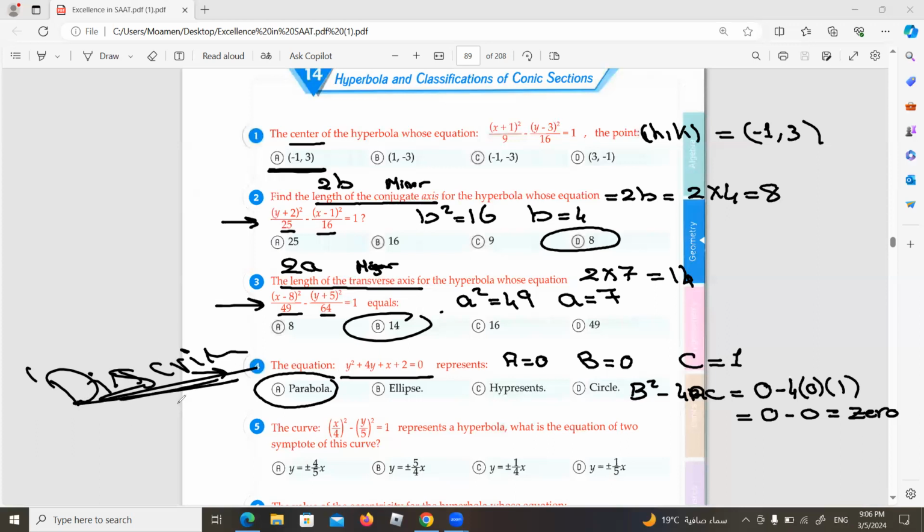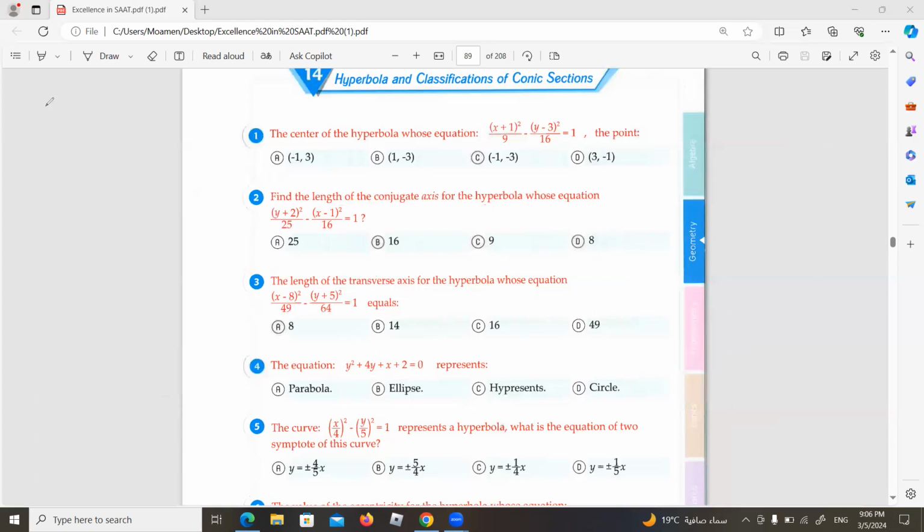The discriminant you can use anywhere, in any equation. But this is a special case, as you see. This is the answer of number 4.